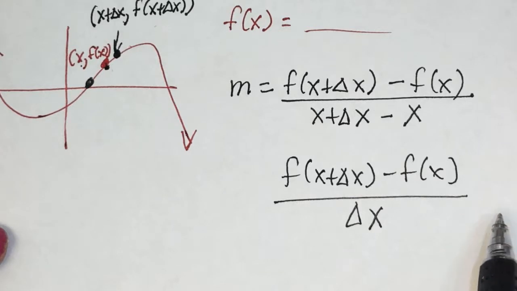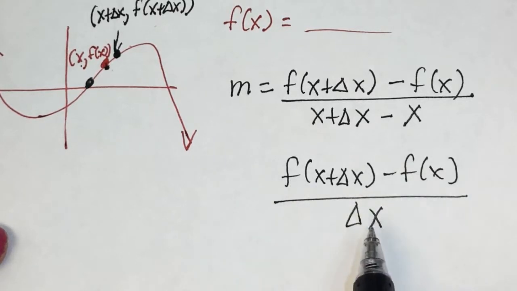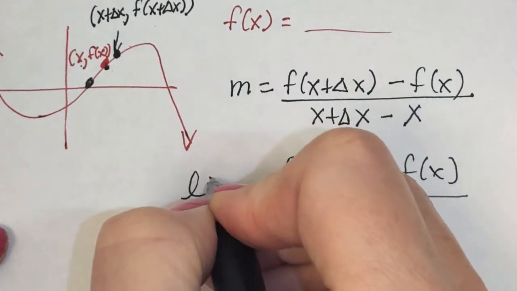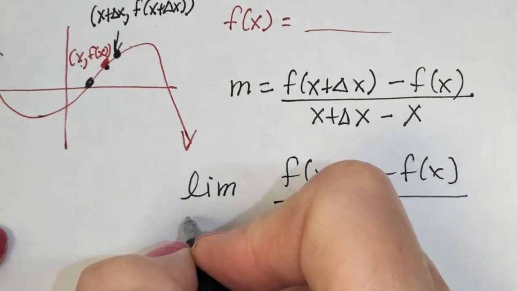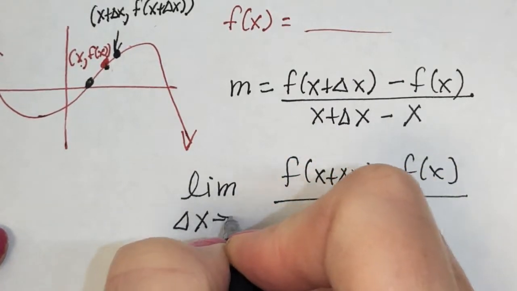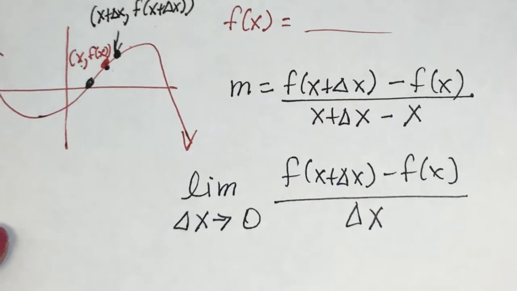Yeah. So what that means then is I'm not allowed to let delta x equal 0. I have to call it a limit. I can't say delta x equals 0, but I can say delta x is getting infinitely close to being 0. Okay? That's where this formula comes from.